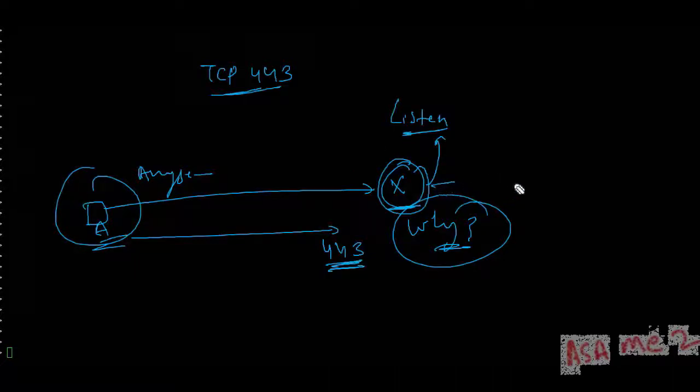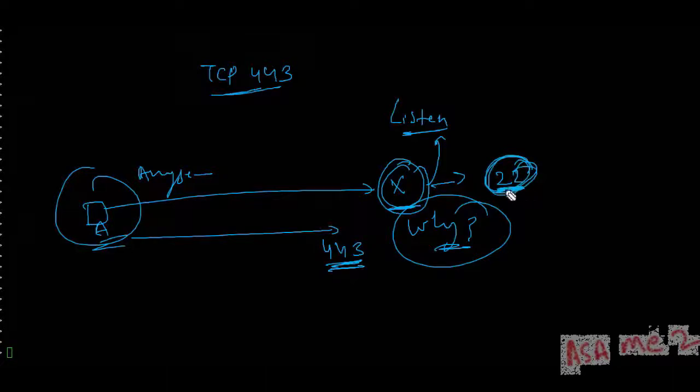Why would your ASA accept SSH? Because you enable it, right? You configure SSH and you enable it. Then only it accepts SSH connections. After enabling SSH, what you actually do is make your ASA listen on TCP port 22.